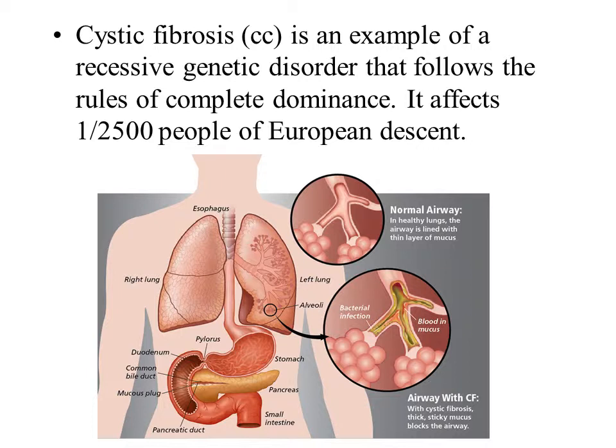If you have one big C, the big C is going to overshadow the little c. So in order to phenotypically express this disease, you must have little c, little c.